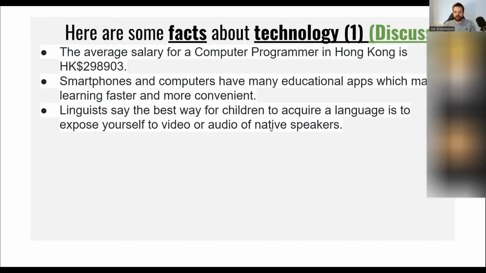Linguists say the best way for children to acquire a language is to expose yourself to video or audio of native speakers. Do you understand this fact? Do you know what that means? Expose yourself means listen or watch, to watch more video of that language, like that person speaking. And do you know what native speaker means? Like you, I'm a native speaker of English. You are a native speaker of Cantonese. Yes. So this fact could be useful if you want to say watching YouTube is good, right? That it's good to have smartphones for entertainment, and that we should listen to podcasts. All of this will be useful to say technology is good for helping us learn language.